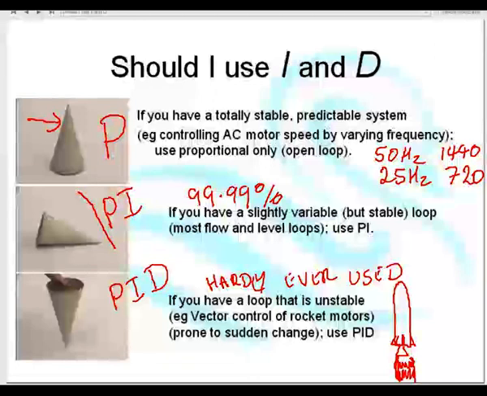Once was on a vacuum separator, which when it started to empty, you could very quickly lose the vacuum seal, so it had to be filled up quickly. And the second time was when I was doing pressure control on a massive, massive fan that would just, well, run away with itself, basically. So you hardly ever use the D term.